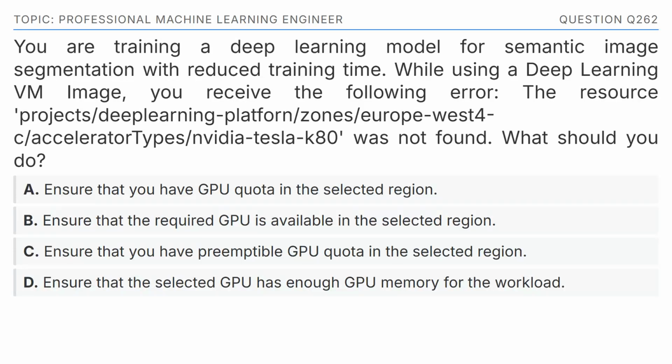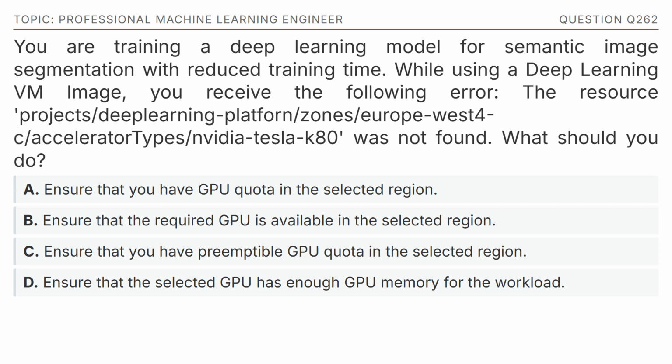You are training a deep learning model for semantic image segmentation with reduced training time. While using a deep learning VM image, you receive the following error: the resource project/deep learning platform/zone/Europe West 4C/accelerator types/NVIDIA Tesla K80 was not found. What should you do? The options are: Option A.